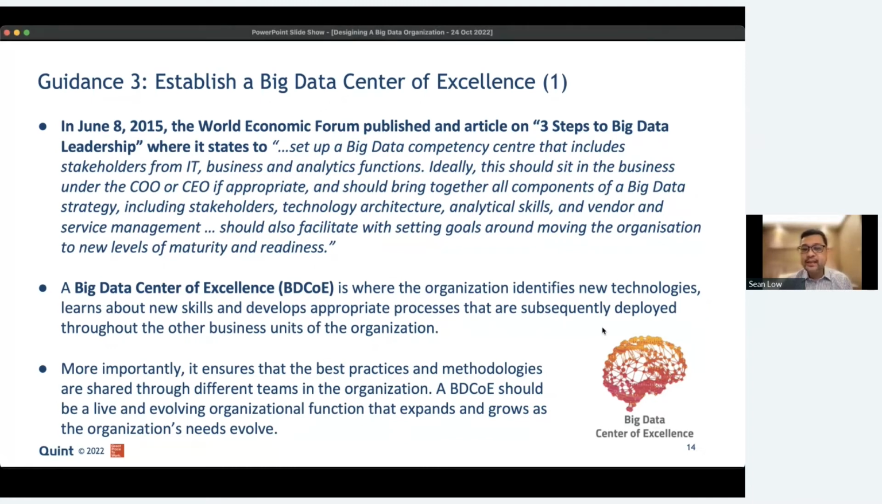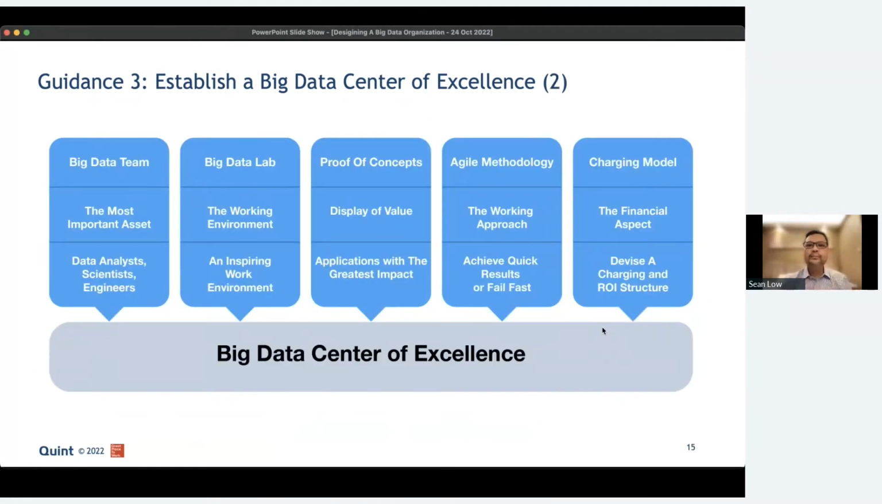According to the Enterprise Big Data Framework, the Big Data Center of Excellence consists of 6 areas. The big data team, which are the people, the most important asset. That means this big data center of excellence, or BDCOE, can provide you with the resources needed for the big data projects. The second thing is the big data lab. Big data center of excellence can build up lab environments for big data work to be carried out.